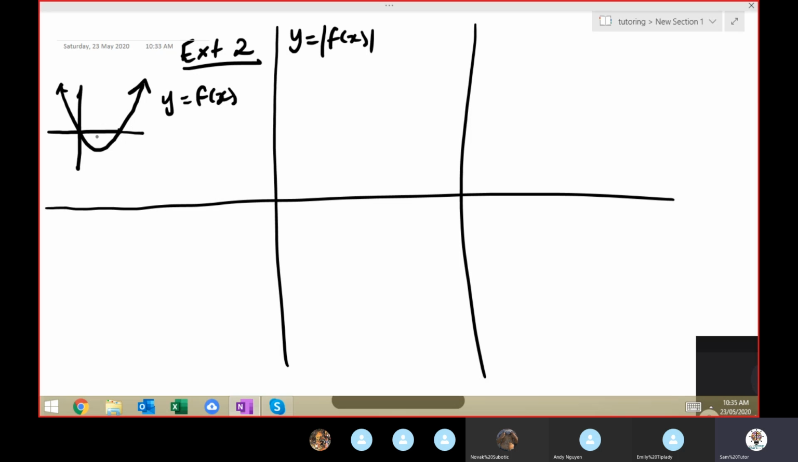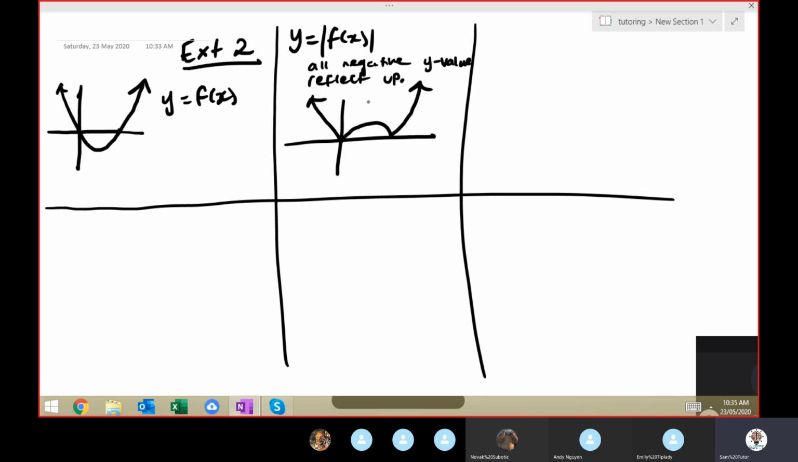Okay, so this is a function, and if you ever have absolute value of the whole function, the idea is all negative y values reflect up. All negative y values reflect up. Okay, well, what would that look like? All these negative y values are going to reflect up. Everything else stays the same. There it is.